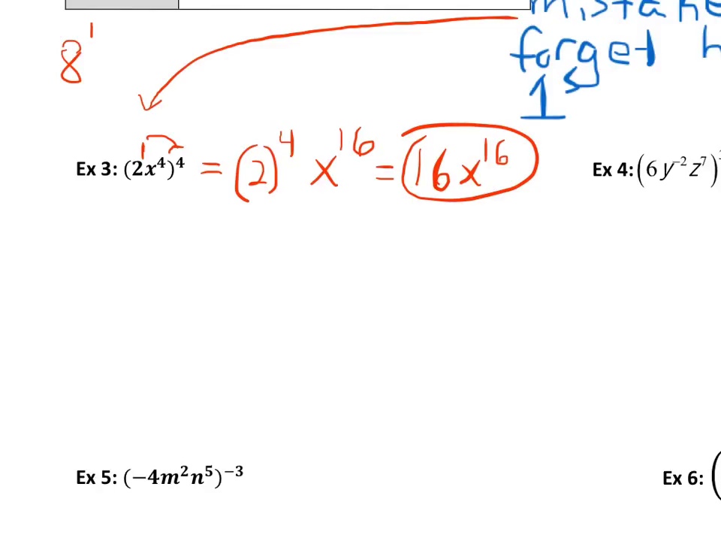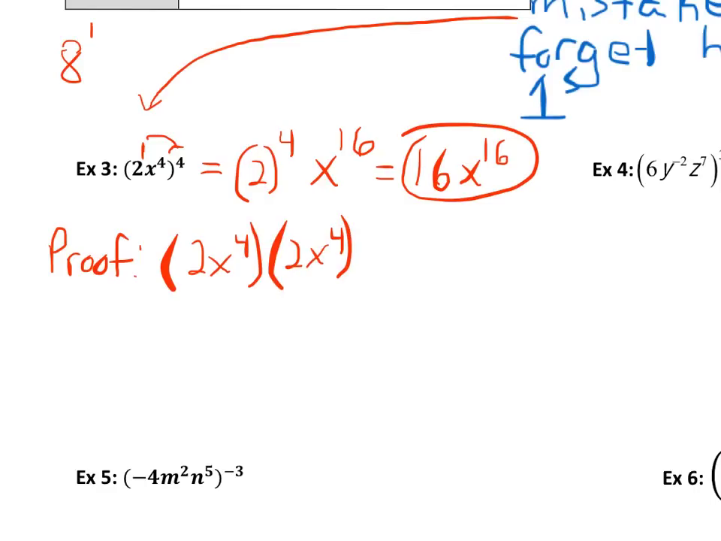Again, and this is probably the last time we'll do the proof. Here's the proof behind it. We would take this whole thing in parentheses, 2x to the 4th, and multiply it by itself how many times? 4 times, because that's the exponent on the outside. So write this out with me. One more, 2x to the 4th.